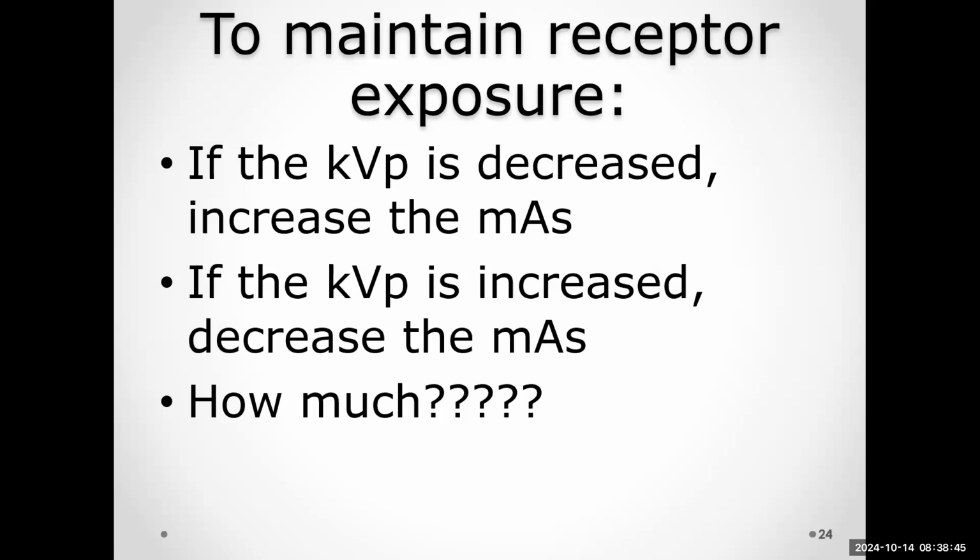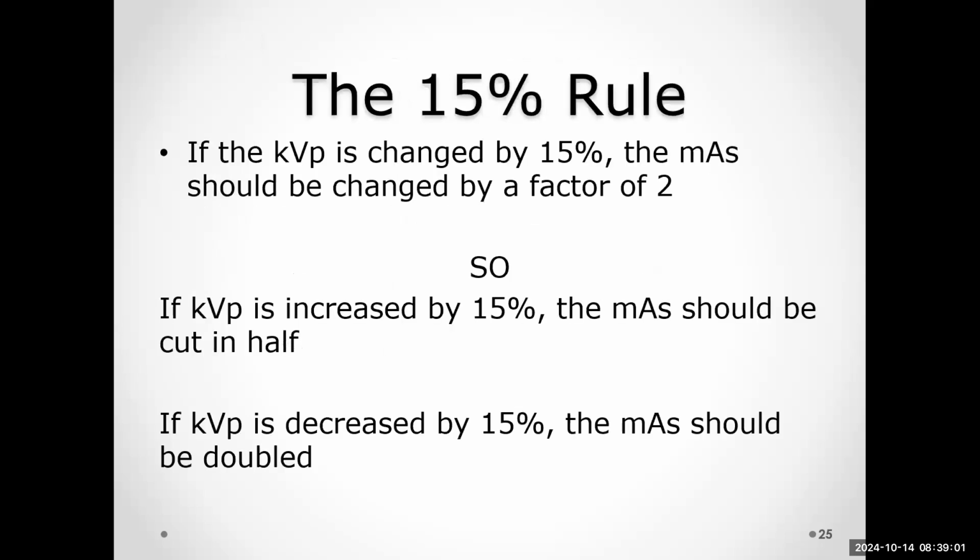So what kind of relationship is that? Inverse. If kVp goes up, then if we're trying to maintain receptor exposure, we're going to cut our mAs down. And if kVp goes down, then we're going to increase our mAs to compensate. So let's talk about how much.